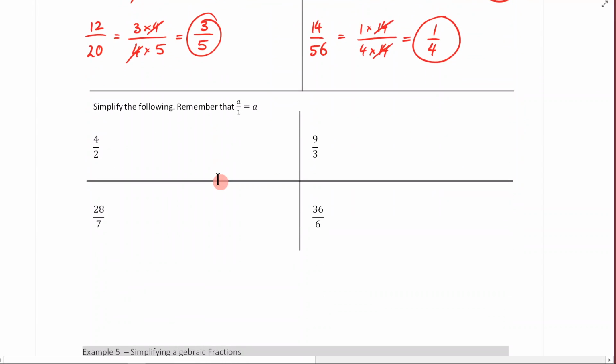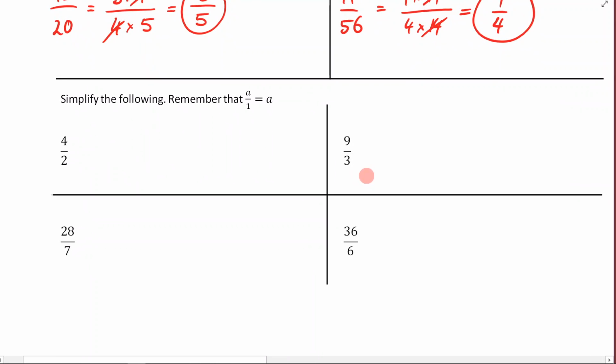Now, let's just quickly go through these very last examples here before we turn the page. Simplify the following. Remember that a over 1 is equal to a, so that's important here. So we're going to approach these the same way we did above. 4 over 2. Well, that's 2 times 2, and then on the bottom here, I could say this is 2 times 1. 2 times 2 is 4, 2 times 1 is 2. Now this 2 and this 2 will cancel, and I'll be left with 2 on 1. And 2 on 1, well, what's 2 divided by 1? It's just 2. And that's exactly what this is telling us. A over 1 is equal to A. So whenever you have a number divided by 1, it's just going to be that number.